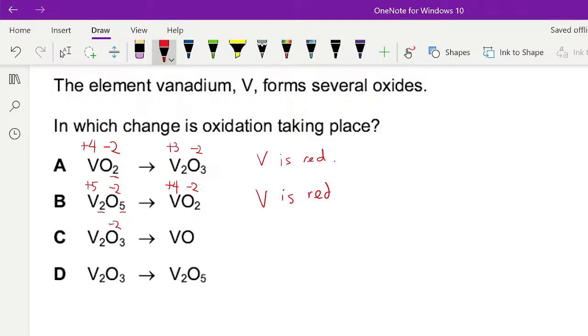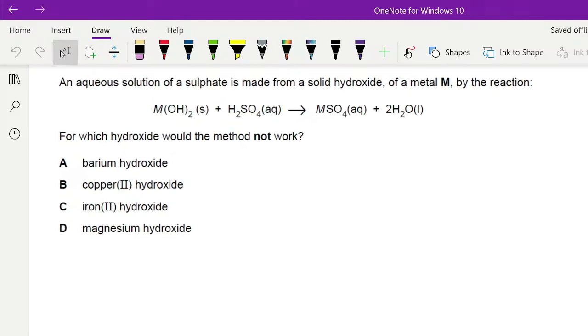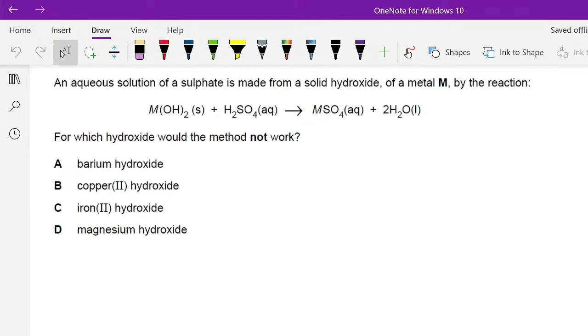Now swap the numbers again, -2 and +3, and here we have -2, so V must be +2. So V goes from +3 to +2, which is again reduced. Here +3 -2 becomes -2 here +5. Now this time vanadium oxidation number goes from +3 to +5. It goes up. So this is oxidation. Answer is D.